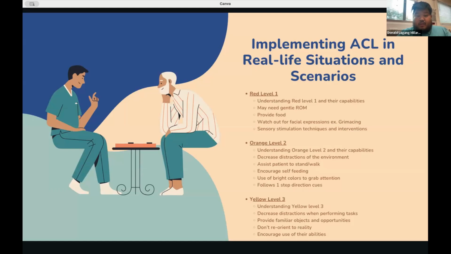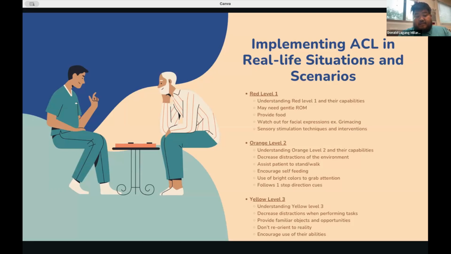Then there's orange level 2, and understanding their capabilities. Most of those patients, clients, are able to walk, able to stand, with obviously moderate to maximal assistance. Encourage self-feeding, with some interventions like bright colors to grab attention. Most will follow one-step directional cues, and you would want to make sure the environment is safe and free of distraction for them to stay on task.